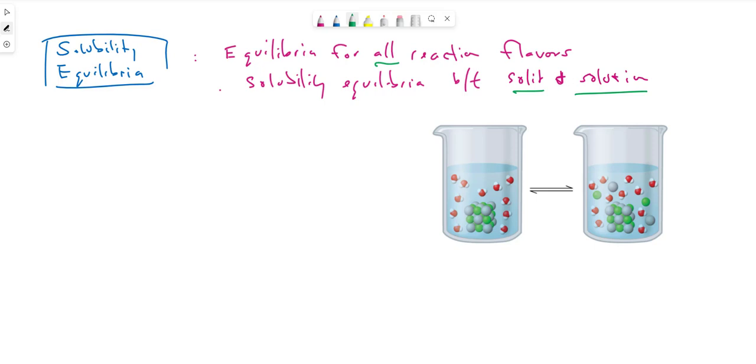And so what we're going to talk about here is really no different than what we've talked about before, except we're just going to apply our knowledge of equilibrium to a specific class of reactions called solubility equilibria, also known as precipitation reactions. So that's when you have ions that come together to form a solid.